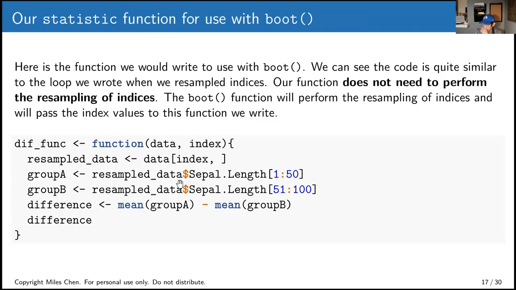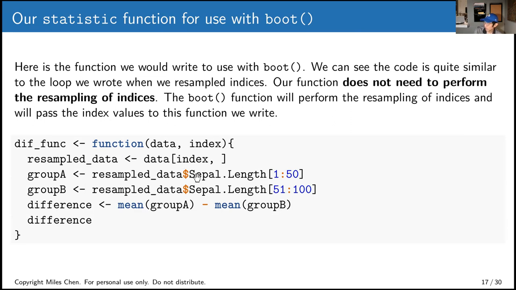So what's going to happen here is the data is going to be the iris data set. We're going to subset the data using the indexes that are passed to us. The values that get passed here will already be resampled, so this will be a randomly drawn sample of values. And we're going to subset the data using those sampled indexes.